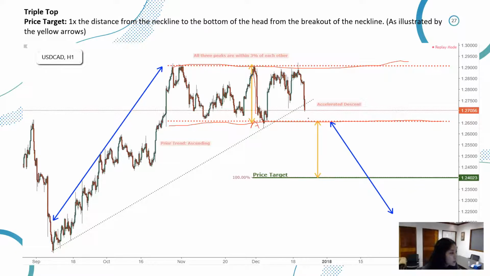And from this, once this breaks through the support level over here, it is going to be a bearish momentum. So you will call it for a short. And the price target over here, B, will be the same as A.